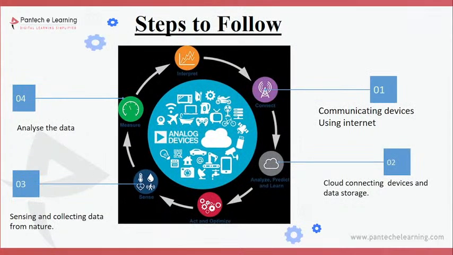So these are the steps to follow for collecting the data. First, communicating the devices using the internet. We connect to the device we are using first, and then data storage, and then sensing and collecting data from the environment, nature. Then we are analyzing the data. These are the steps to follow. These are simple steps in IoT.